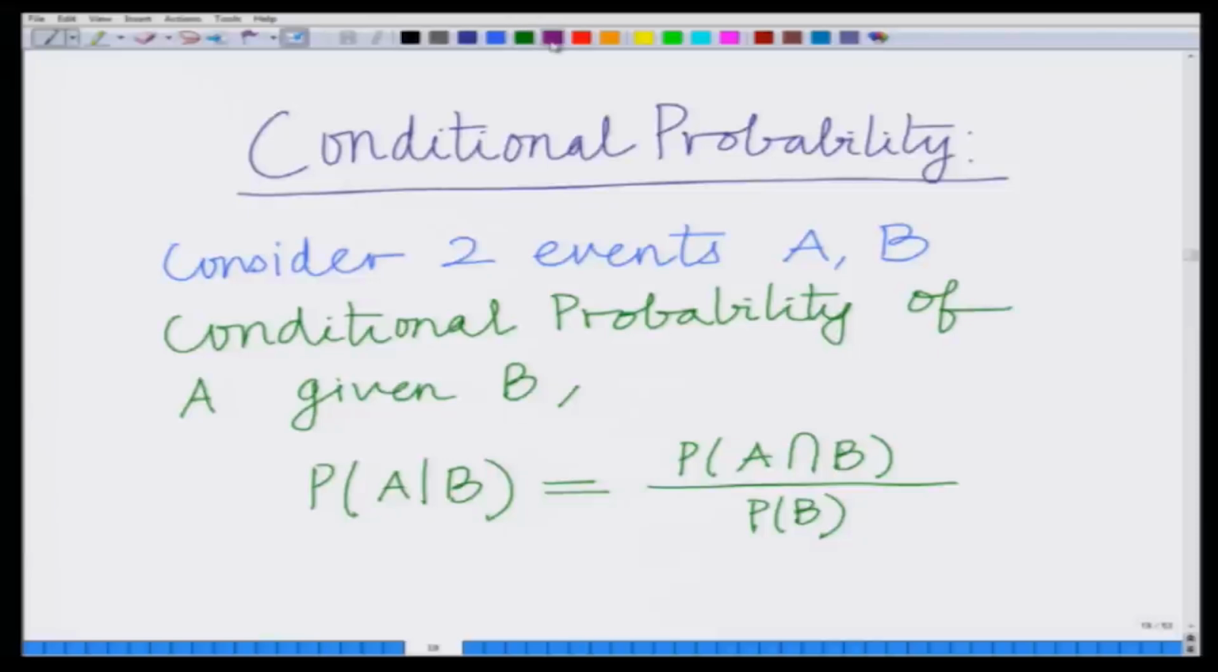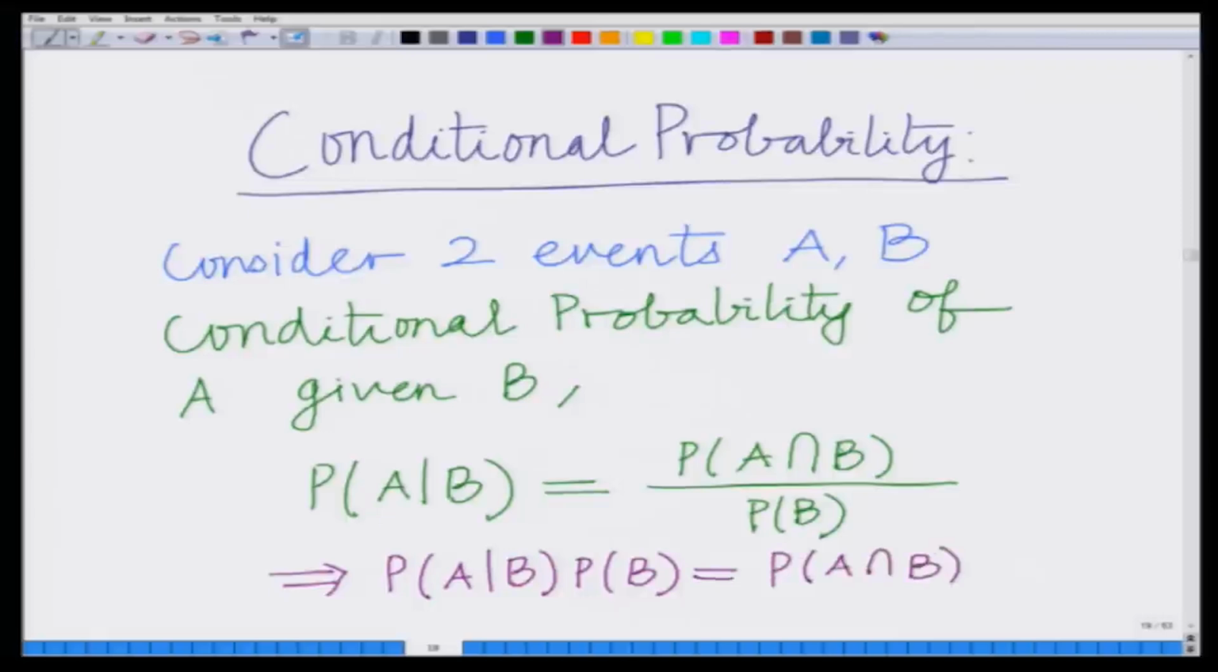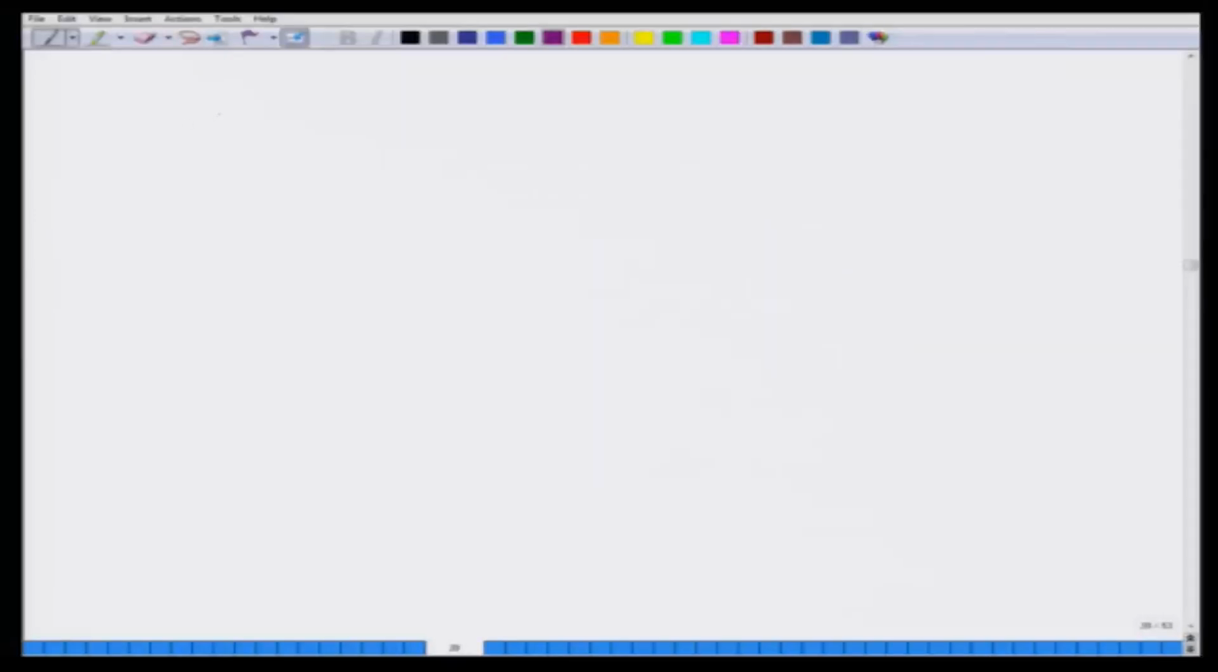And therefore naturally this also implies that the probability of A given B times the probability of B equals the probability of A intersection B, or in other words the probability of A intersection B is equal to the probability of A given B times the probability of B.